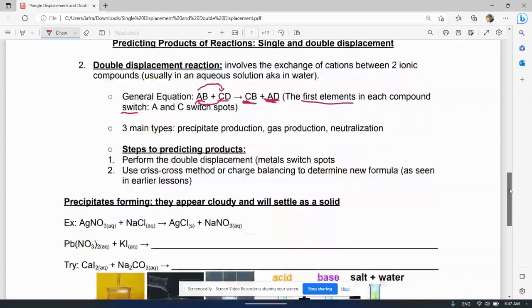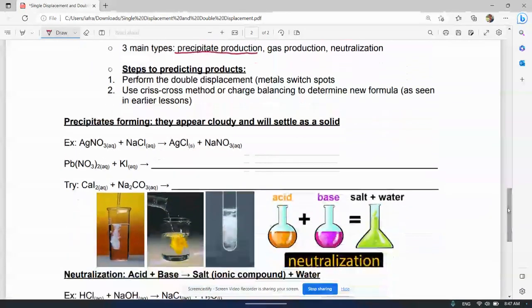There's three main types of double displacement reactions that you could see. You could see what's called a precipitate production, where you mix two solutions together so they look all liquidy and everything's dissolved. Then when you mix them, you see these chunks of solid that form. You see this little cloudiness that appears, and that cloudiness is called the precipitate that forms.